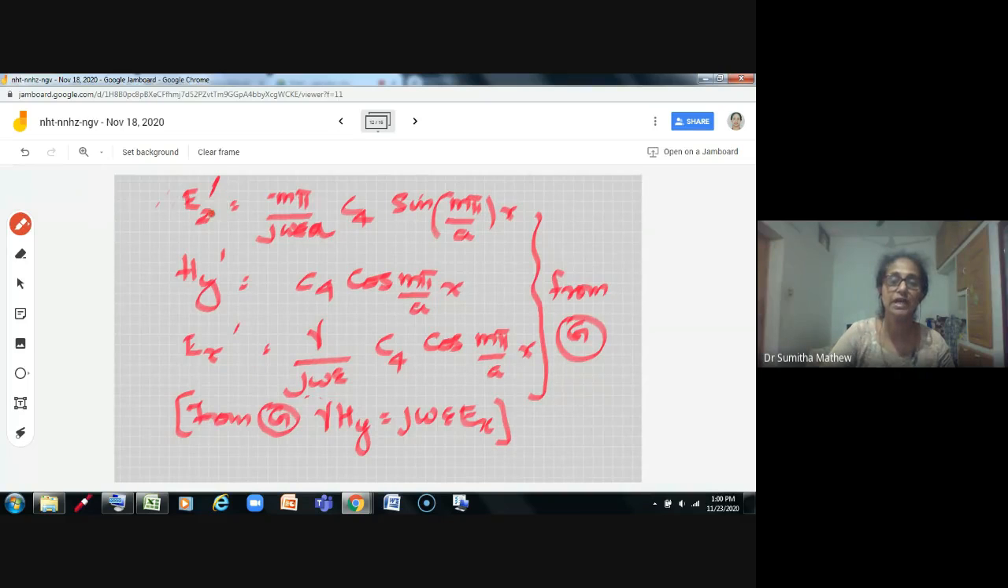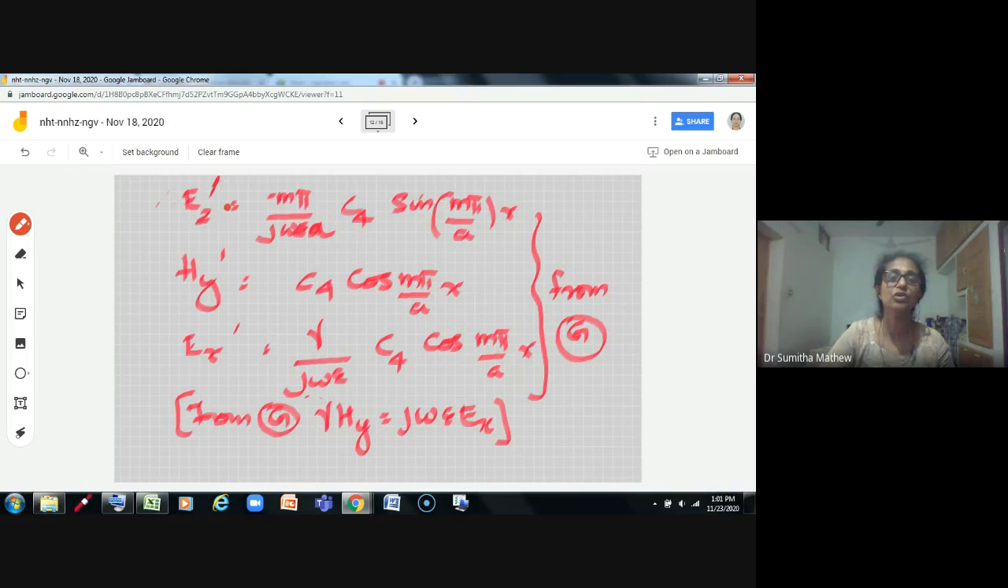So why has that dash been added? To indicate the phasor amplitude component alone. You can write the complete equation by adding the e raised to minus gamma z term also. So from that you get Ex dash. Ex dash is equal to gamma Hy by j omega epsilon. So gamma Hy means C4 cos m pi by a x. That is how you get the third equation.